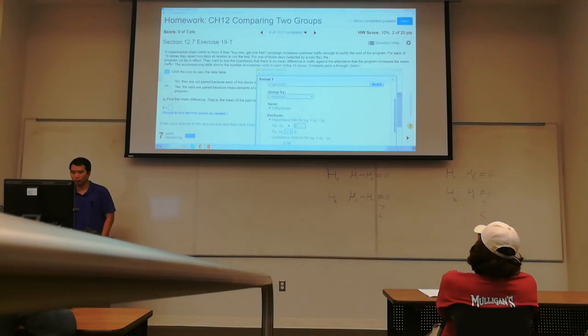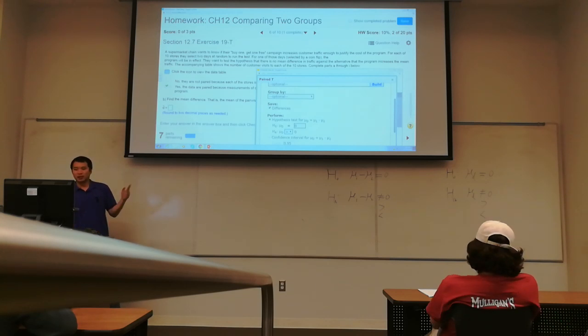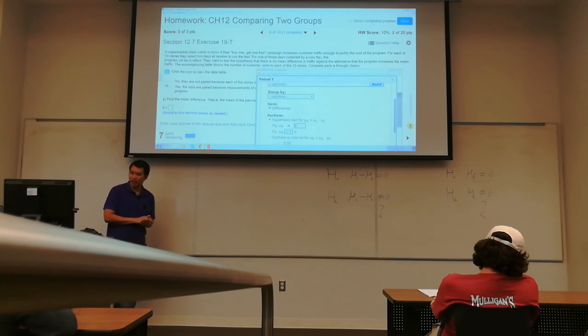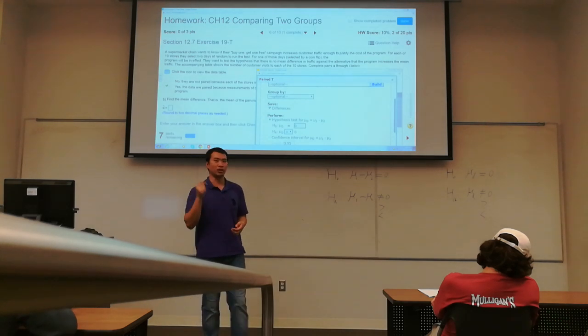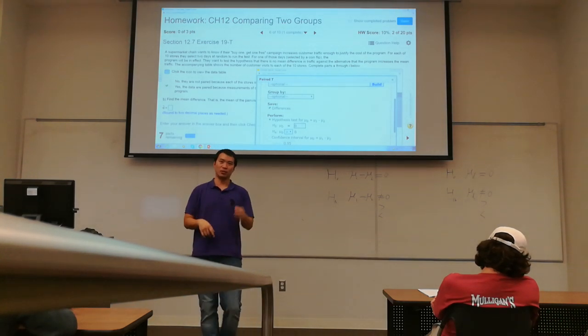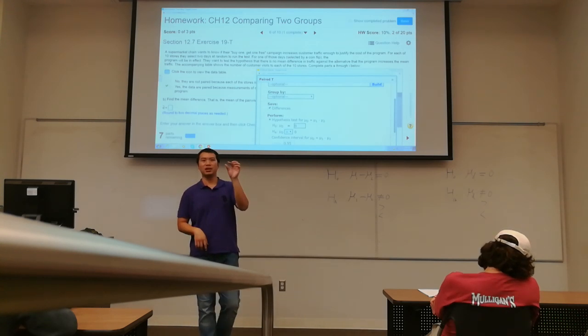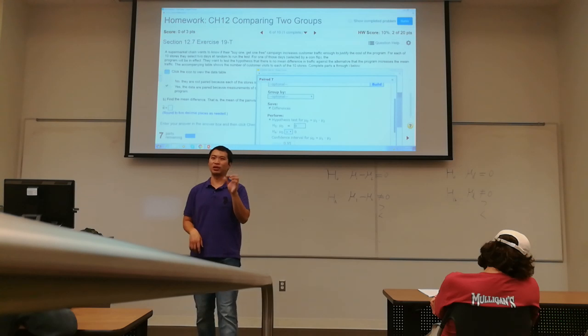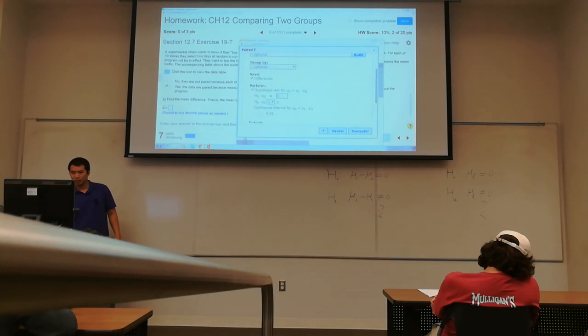So why do we select greater than? We have to go back to the first question. The alternative is that the program increases the mean customer traffic. The keyword is increases. That means we want to see that the new program increases the customer traffic. So it should be greater than. And I think that's it. So select your two samples.